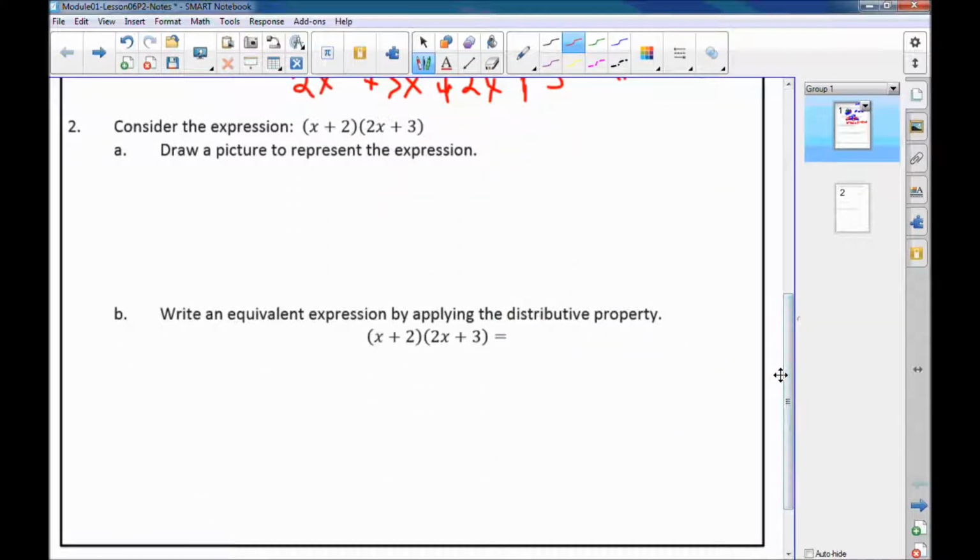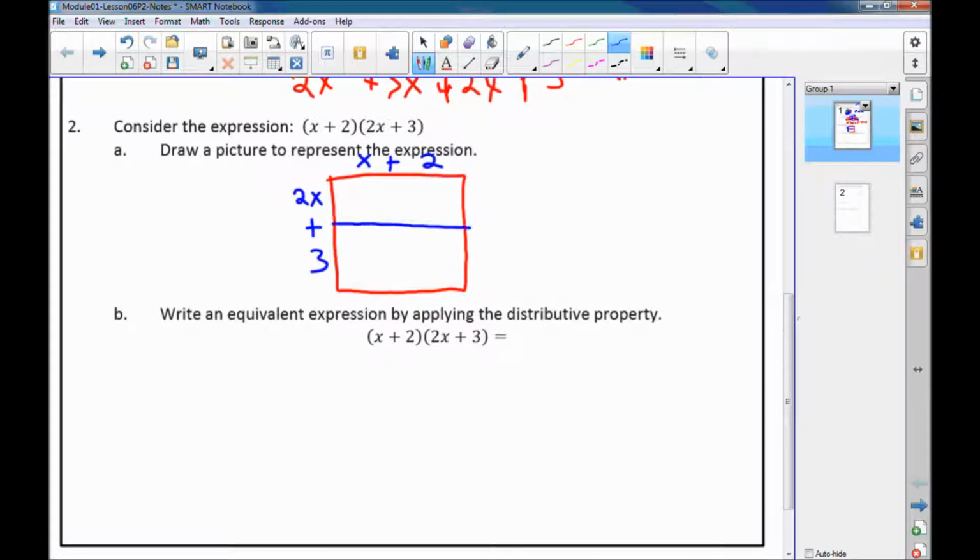All right? On number 2, we're going to draw a picture, the whole picture ourselves, for x plus 2 and 2x plus 3. So let's see, I'm going to make my rectangle. And on the top, this time I'm going to put x plus 2. And down the side, I'm going to put 2x plus 3. Now you can do it either way. You could do 3 plus 2x and 2 plus x, and the other side doesn't matter. But in the end, we're going to get this one. All right, so here we're going to do 2x times x, which is going to give me 2x squared. 2x times positive 2 will give me 4x. 3 times x will give me 3x, and then 3 times 2 will give me 6.